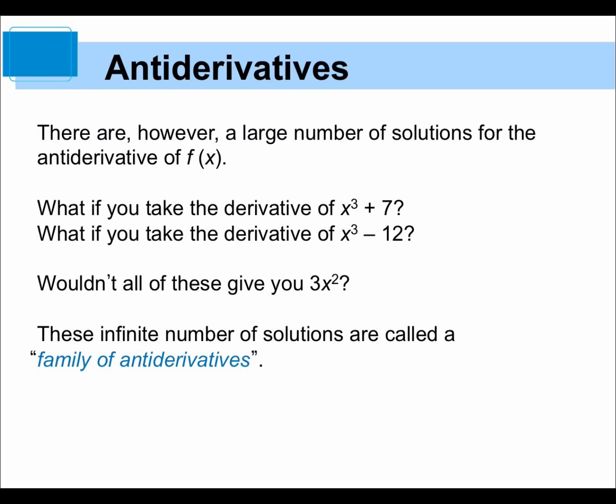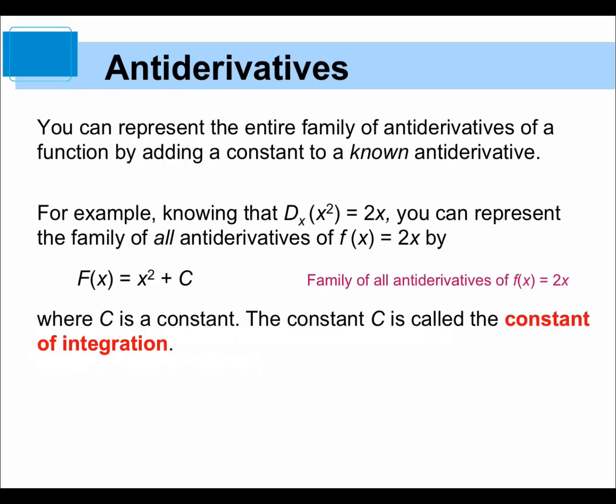So how do we represent that? We're obviously not going to list all the possibilities, because there are an infinite number of possibilities. Just stick any number plus or minus at the end of the function, and you get another antiderivative. So to represent it, we have a new variable, which is a capital C.